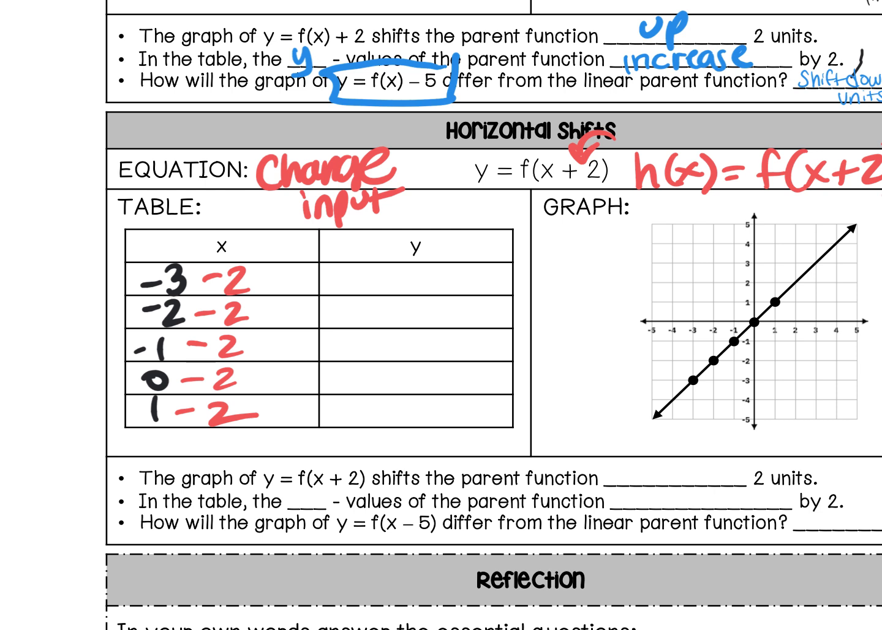What is your new input? -5. -4, what else? -3 and -2. And then -1. Very good. And our output is going to stay the same as it was before because the output didn't change, only the input. And we plot the points.